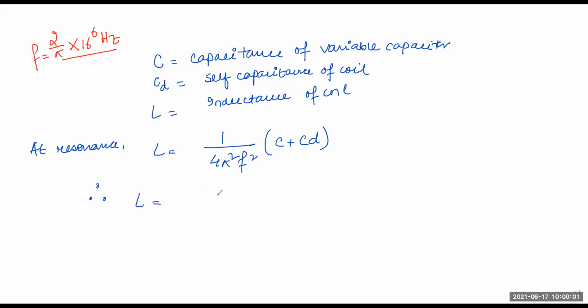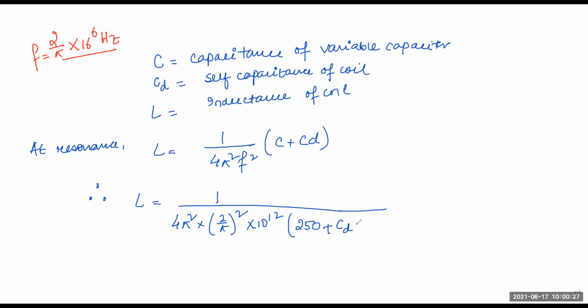So L is equal to 1 divided by 4 pi square. What is your F? F is 2 by pi, whole square into 10 to the power 12. Okay. And what is your capacitance C? 250. Just now Pooja told 250, sorry, picofarad, plus CD, which you don't know, multiplied by 10 to the power minus 12. Now, after solving, you will get 1 by 16 (250 plus CD). This is my equation 1.